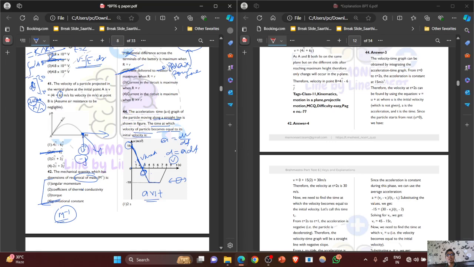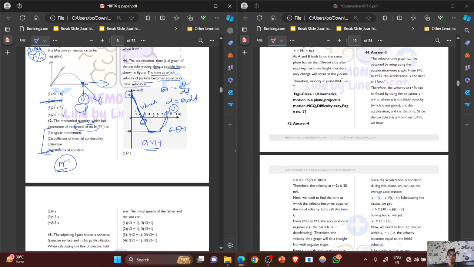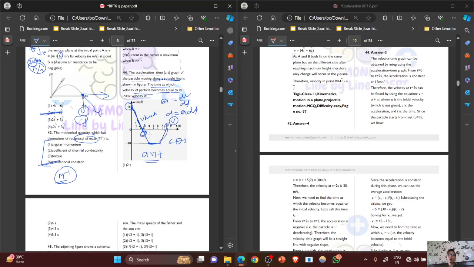When its velocity is fixed at this, and again the velocity is decreasing, but it's again -10. So it is decreasing at a different rate. It's again decreasing. Then acceleration is negative, it's decreasing, which means again its velocity is increasing, and it's raised to the maximum. What is it asking? It is asking for what value its velocity is equal to the initial velocity.